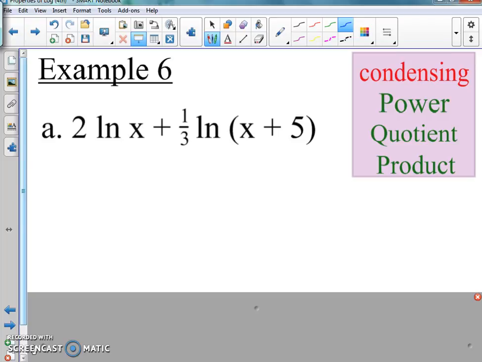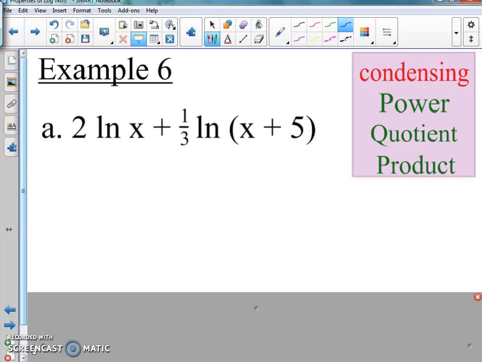All right, so the last thing that we're going to do is we're going to condense this down again. But this time we're going to throw in the power rule, because we didn't do the power rule a few minutes ago. So the first thing we're going to do is deal with our power rule.